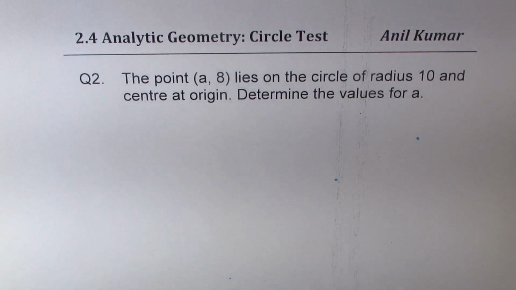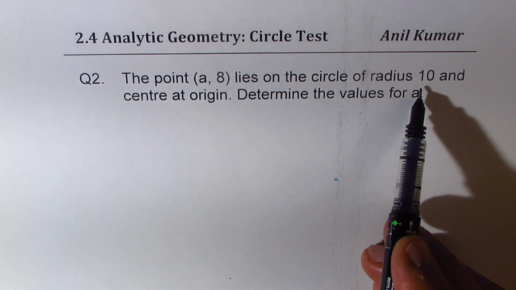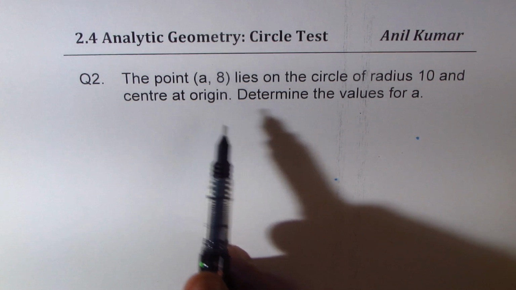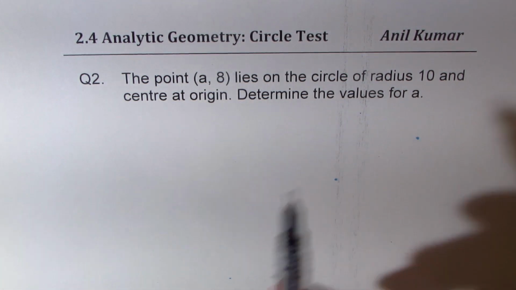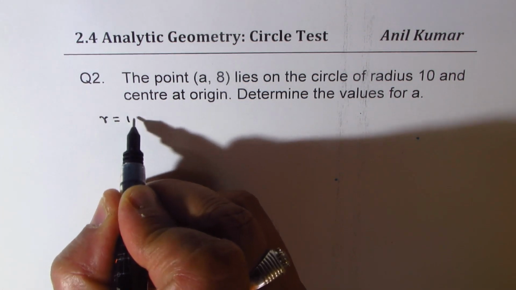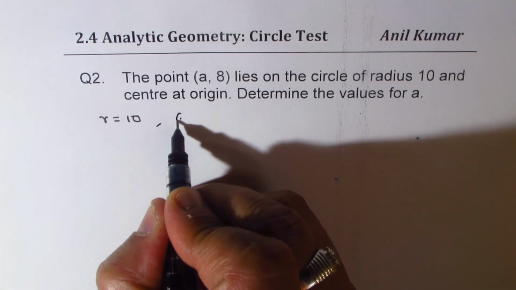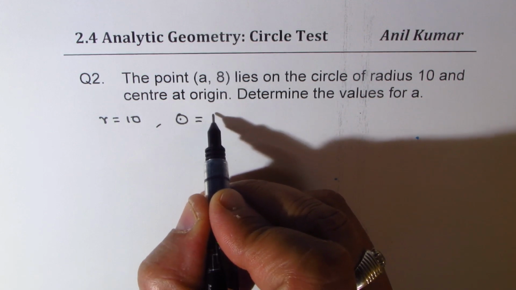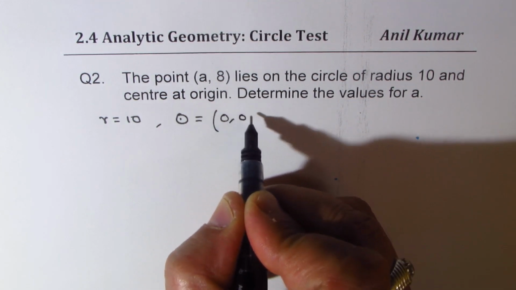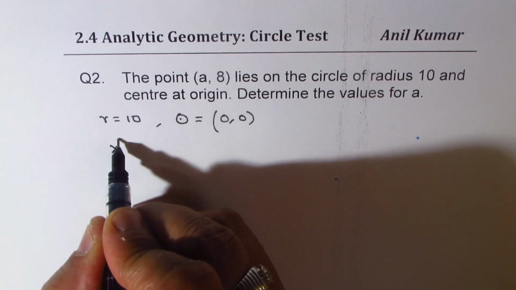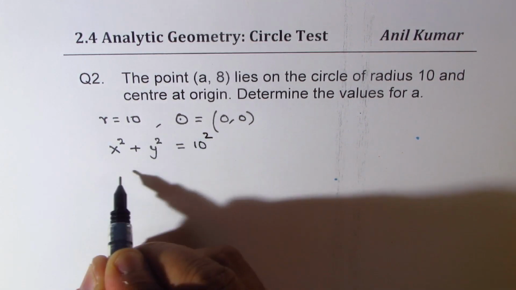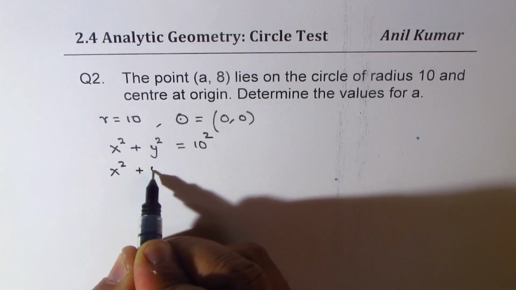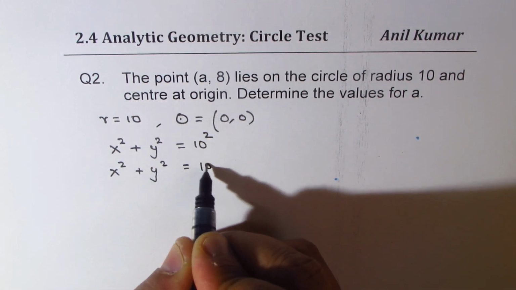Question number 2. The point (a, 8) lies on the circle of radius 10 and center at origin. Determine the value of a. So let's first write down the equation of the circle. We know the radius is 10 and the center of the circle is at origin, that is (0, 0). So the equation is x squared plus y squared equals 10 squared, or x squared plus y squared equals 100.